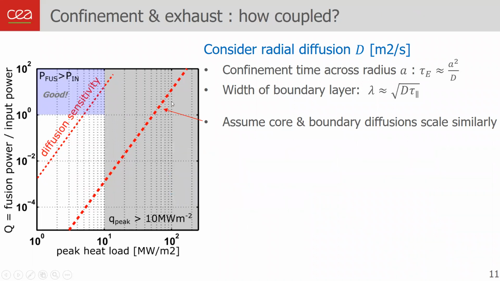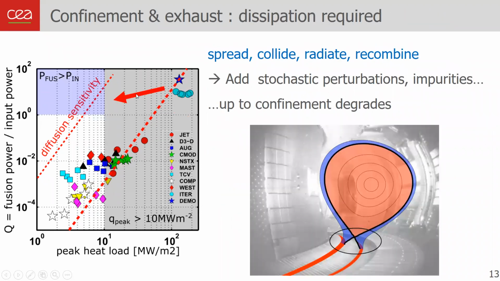So we need to move away from this to get to the blue area. And the only way we know, for instance, to do it is we have to spread the load to the wall. So to do it, we can maybe play with magnetic geometry, but in fact, we have little margins on it. What we intend to do in a reactor is to collide particles, to radiate, recombine using impurity seeding or gas. We can also add stochastic perturbations to geometrically spread and help collisions and dissipation.